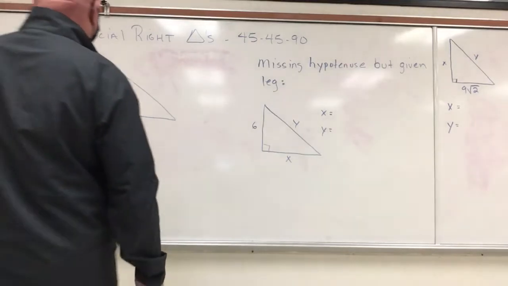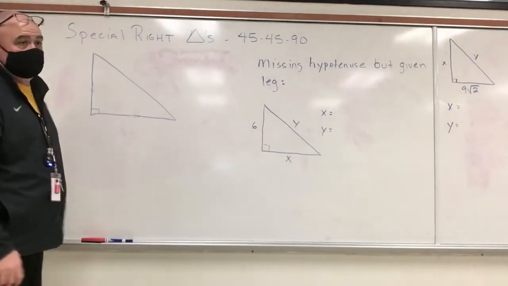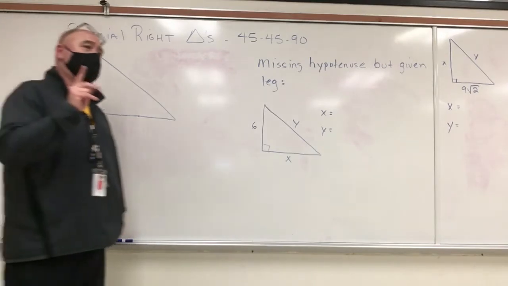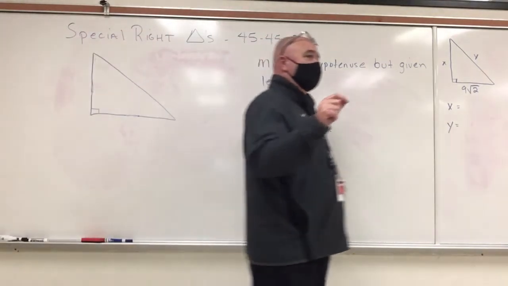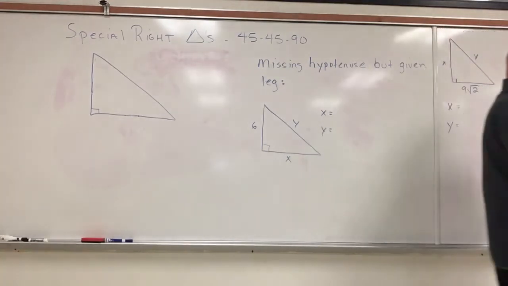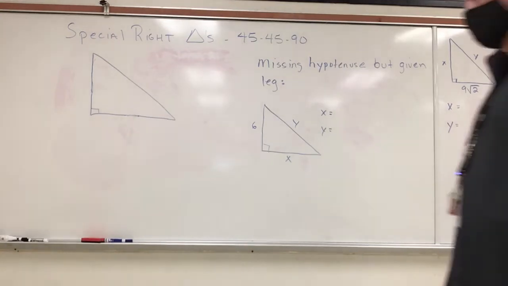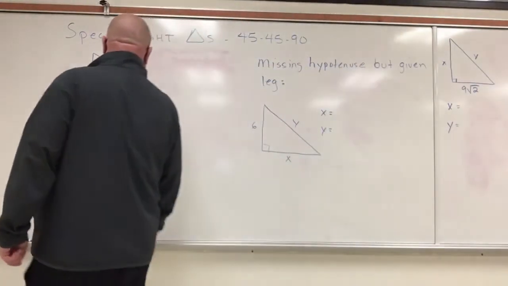All right, so today we're going to talk about a special right triangle. There are two special right triangles we are going to talk about. I broke them down into 2 different days. The first one is called a 45, 45, 90 degree right triangle. And the second one's called a 30, 60, 90 degree right triangle. Today we're going to talk about the easiest of the 2, and that is a 45, 45, 90.